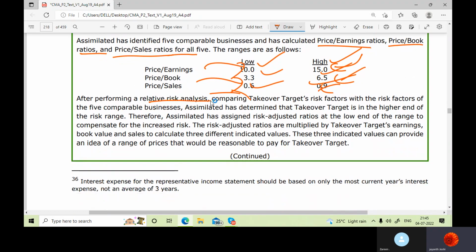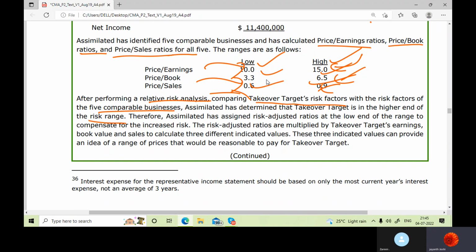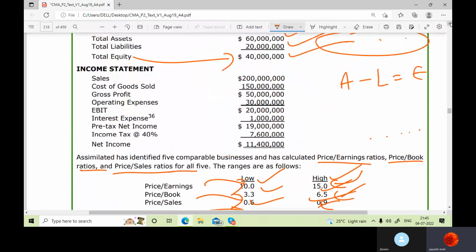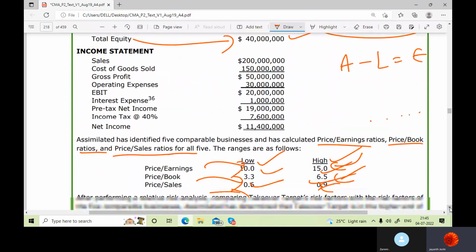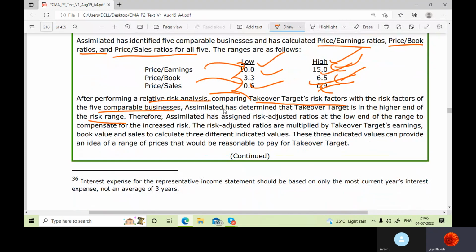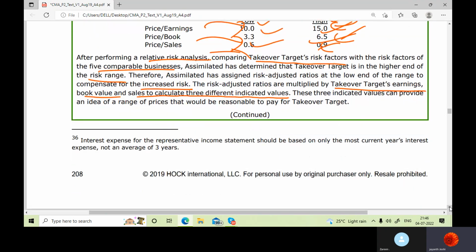After performing a relative risk analysis comparing Takeover Target's risk factors with the risk factors of the 5 comparable businesses, Assimilated has determined that Takeover Target is at the higher end of the risk range. That means when they compared this company with the comparables, they found that Takeover Target is on a higher side, correct? Therefore, Assimilated has assigned risk adjusted ratios at the low end of the range to compensate for increased risk. The risk adjusted ratios are multiplied by Takeover Target's earnings, book values, and sales to calculate different indicated values. So we'll see what they're doing.